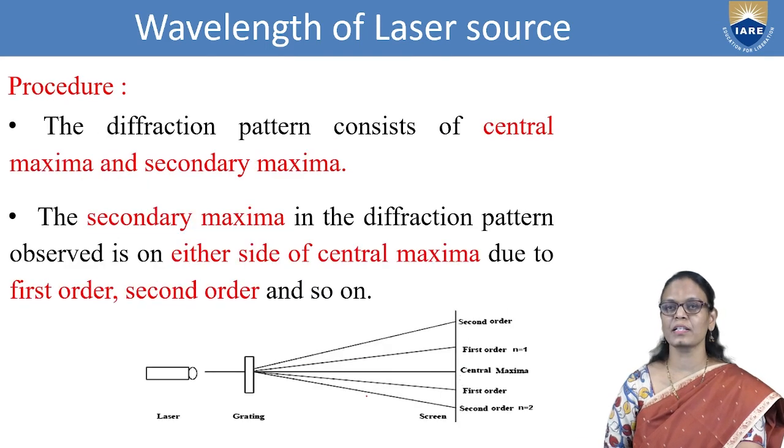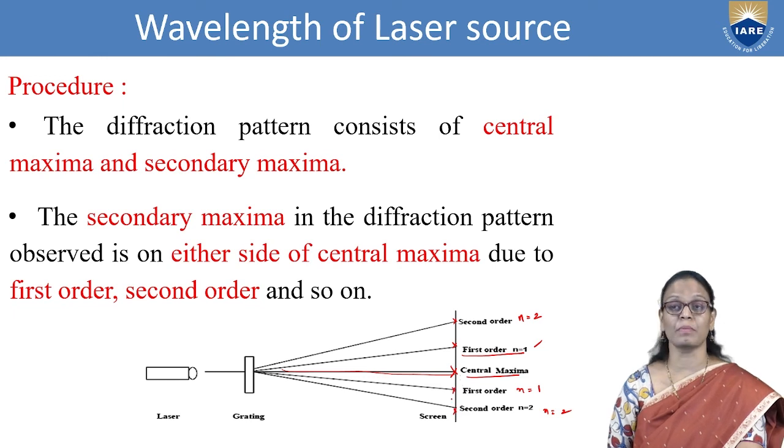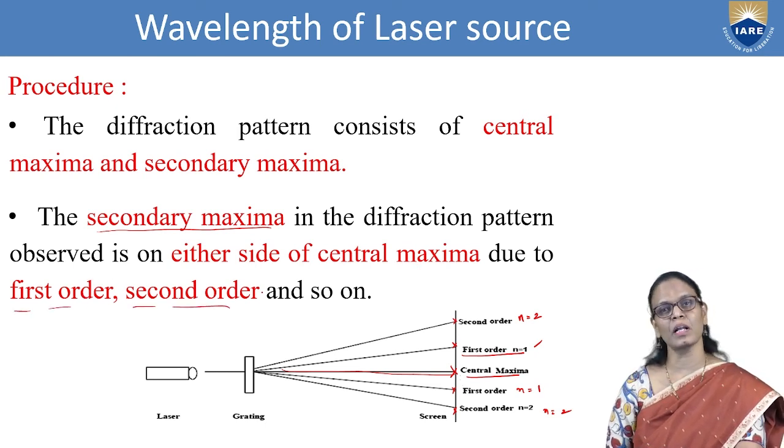Now this is how we get the diffraction pattern. We have a central maxima. Then we have other maxima, n is equal to 1, second order n is equal to 2. This is n is equal to 1 and n is equal to 2. So the central maxima followed by the other maxima, principal maxima of different orders. So the maxima in the diffraction pattern observed on either side is due to the first order, second order, and so on.